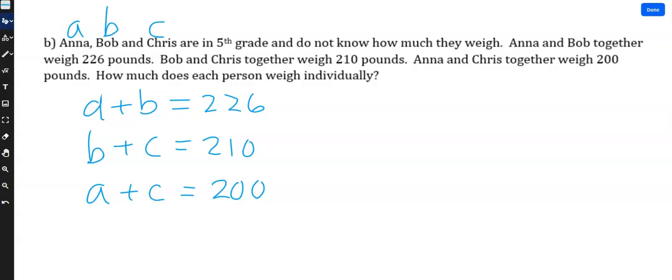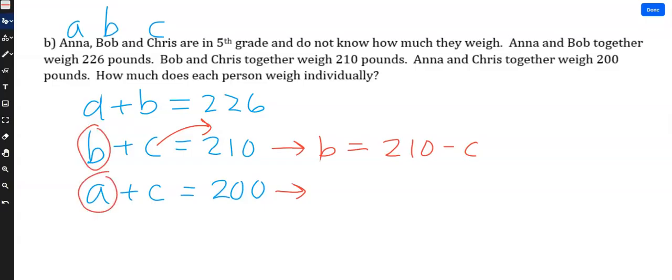Well, I bet we could do some substitution here. What if I take my middle equation and I solve for B? B equals, and I move that C to the other side. So that'd be 210 minus C. And I do the same thing down here. We're going to solve the middle one for B, and the last one for A. So that would be A equals 200 minus C, right? Because you're pushing that C to the other side.